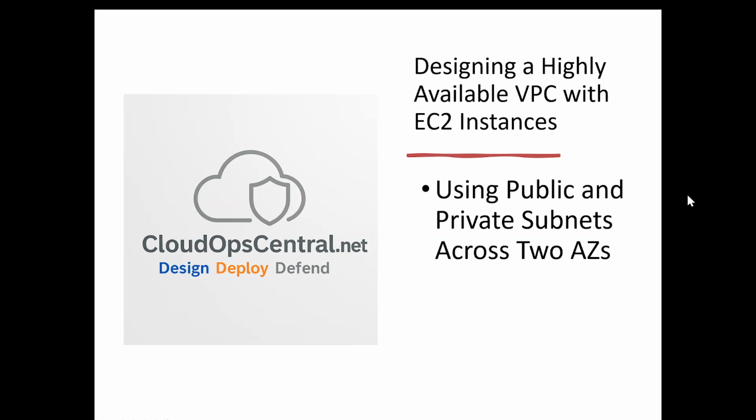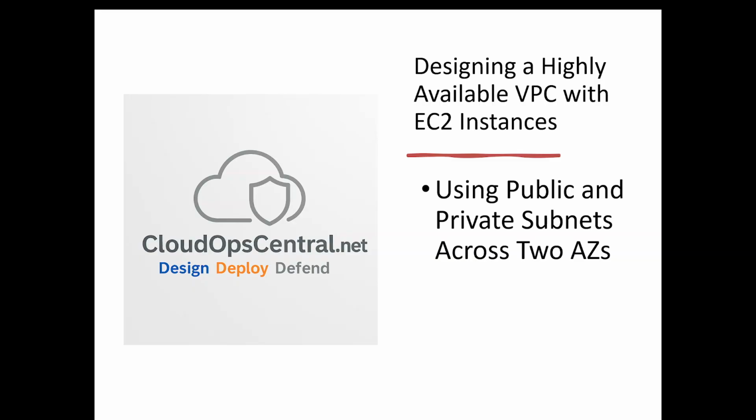Today, we're going to be talking about VPC, designing a highly available VPC with EC2 instances. We are going to be using a public and a private subnet across two availability zones. The reason we are doing this in this particular way is for high availability, one, which we already mentioned, two, redundancy, and then three, security. We always want to make sure that we are secure.